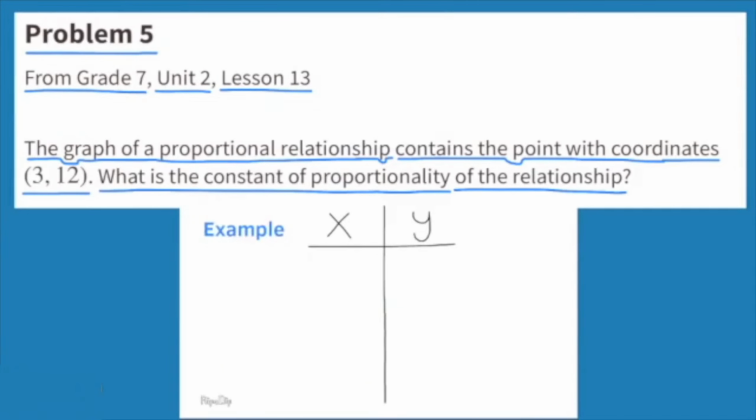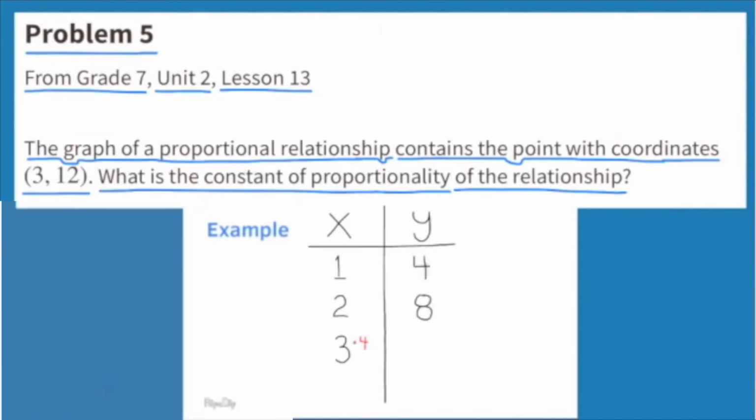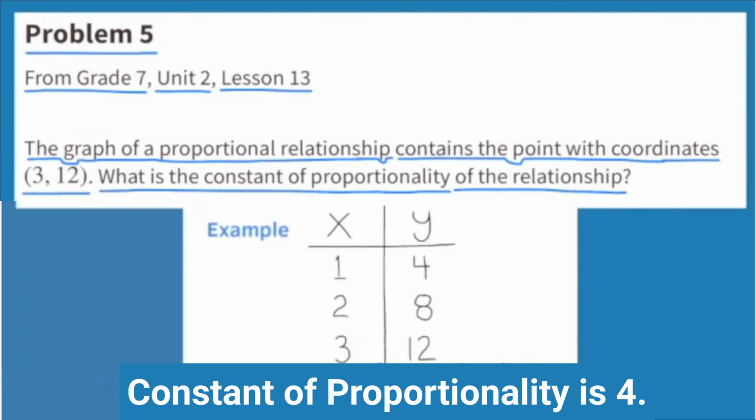Let me give you an example. In the x column, let's put 1, 2, and 3. Multiply 1 times 4 to get 4, 2 times 4 to get 8, and 3 times 4 to get 12. The constant of proportionality is 4.